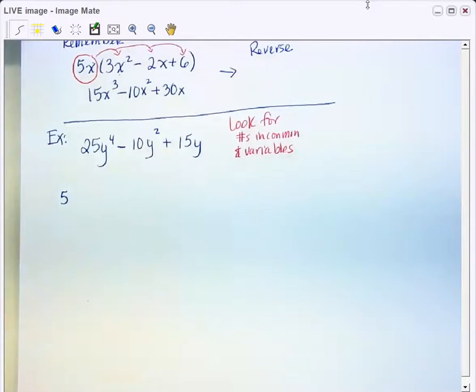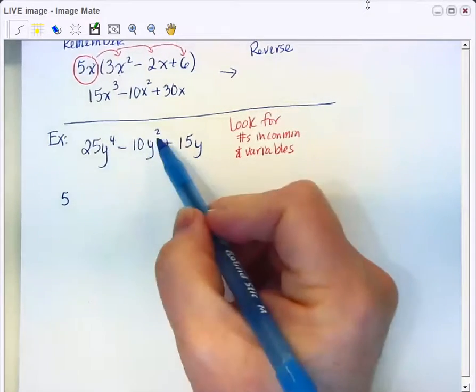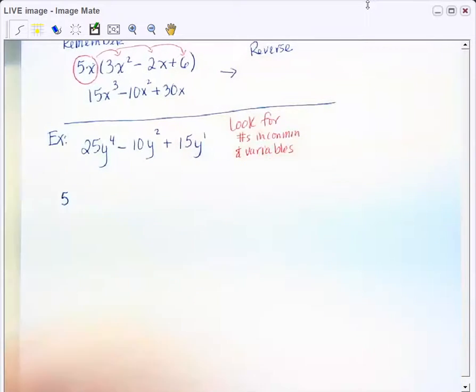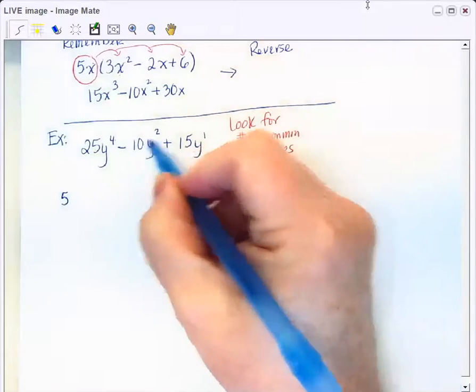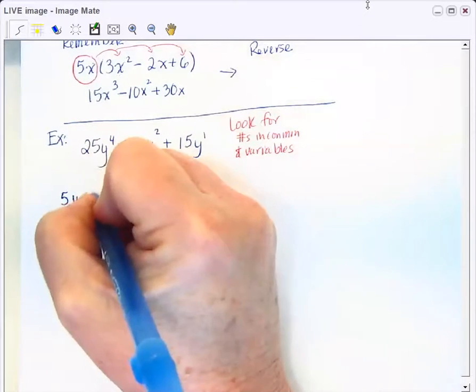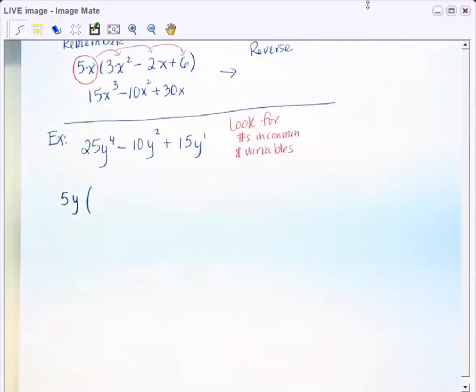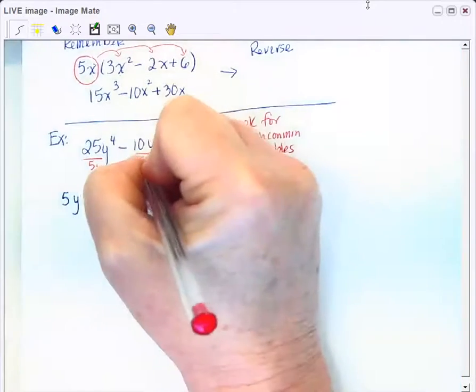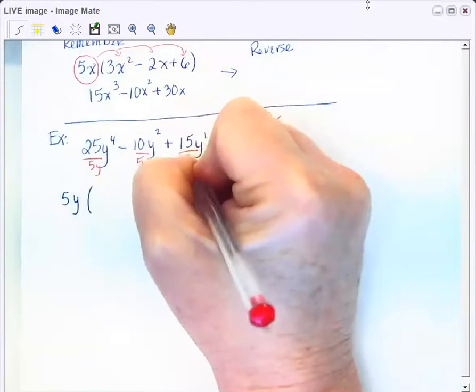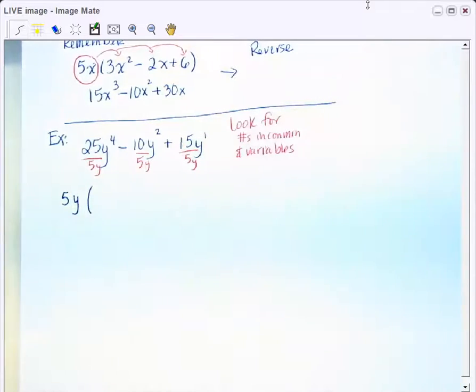And then we look at our variables. I've got y to the 4, y to the 2, and y to the 1. You take the smallest amount that's in all of them. So in this case, the smallest amount would be 1, because 4, 2, and 1, the smallest one is 1. Then we ask ourselves, if I divide each of these terms by 5y, what's left? And that's what's going to go inside my parentheses.